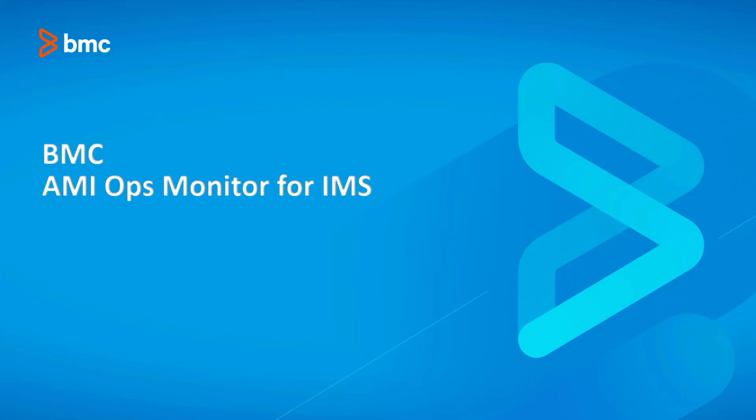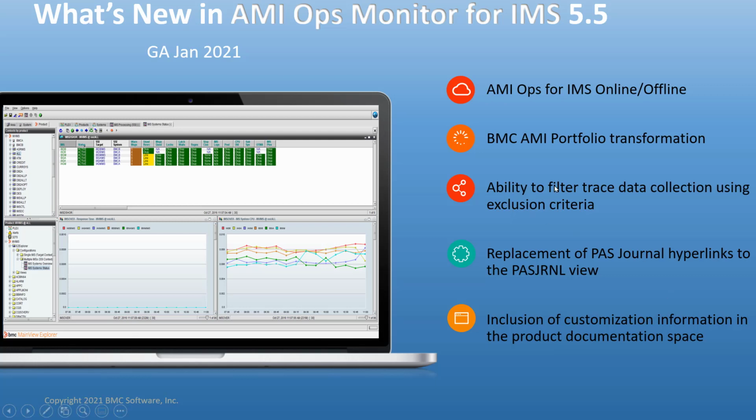BMC AMI Ops Monitor for IMS. What's new in AMI Ops Monitor IMS version 5.5, GA January 2021. The ability to filter, trace, and data collection using exclusive criteria. The replacement of the past journal hyperlinks to the past journal view. All hyperlinks to the past journal interface now link to the past journal view.